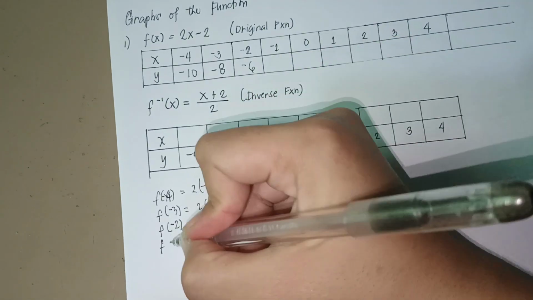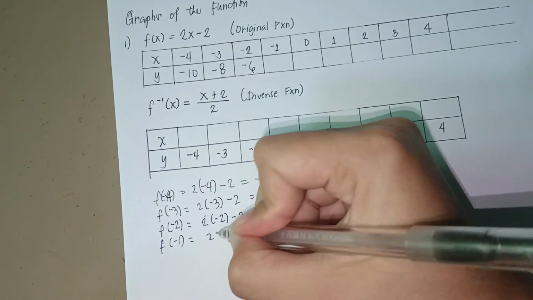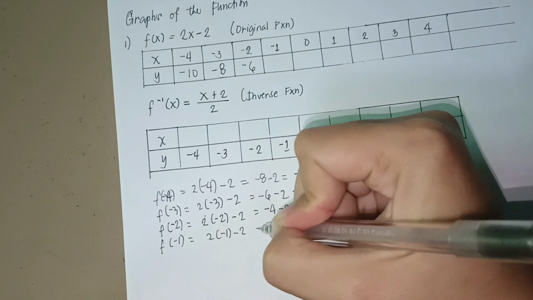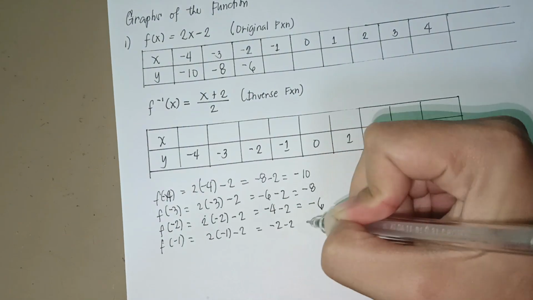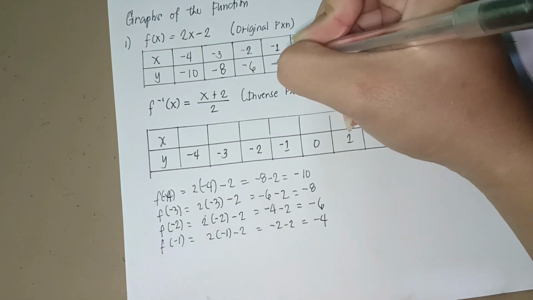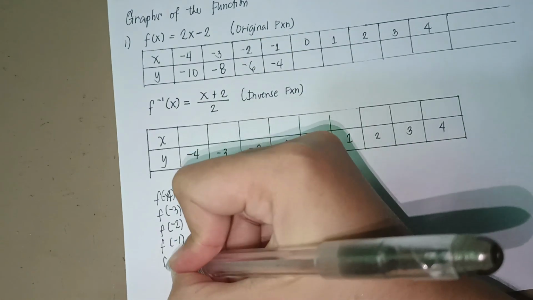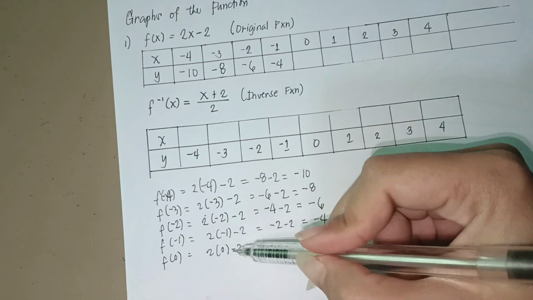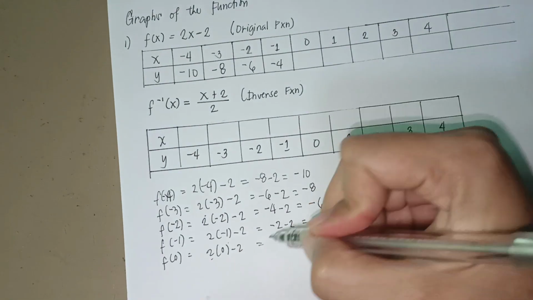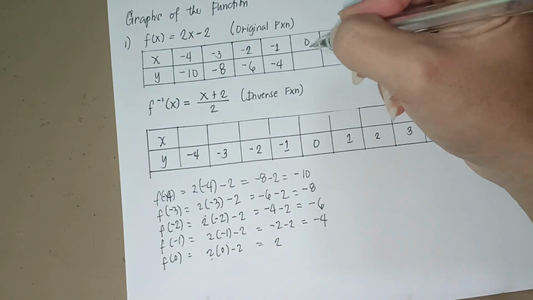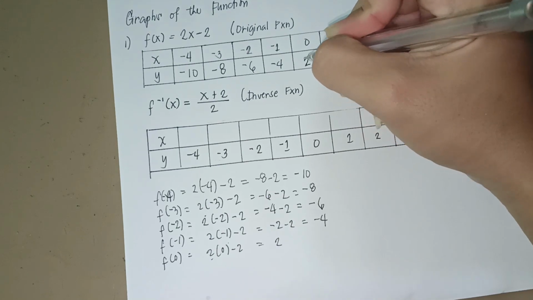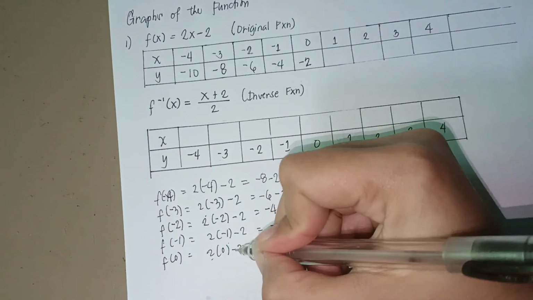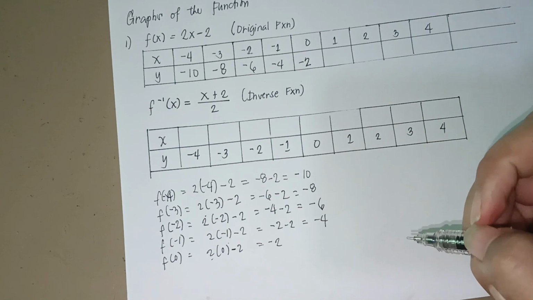F of negative 1 is equal to 2 times negative 1 minus 2. Magiging negative 2 minus 2 is equal to negative 4. How about kapag yung x is equal to 0? So, 2 times 0 minus 2, makakancel out na yung part na may 0. So, ang maiiwan na lang ay 2. Or, should I say, negative 2? Kasi, take note, negative pa rin yung naiwan na number.